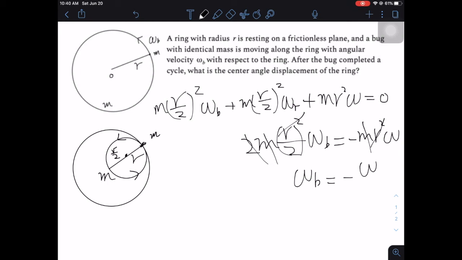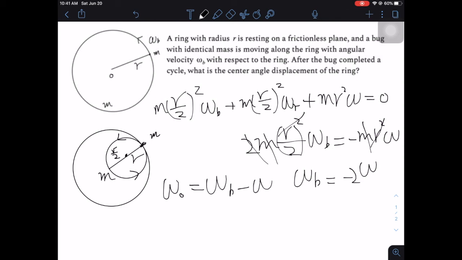So now we know the angular velocity of the bug with respect to the ring, and we have found a relationship to the original angular velocity of the ring. But that's not a solution. Remember, that's not a solution, because we want to find whether the bug will move according to the ground, not only relative to the ring itself. So we can assume another angular velocity.